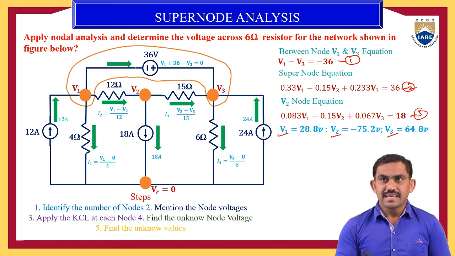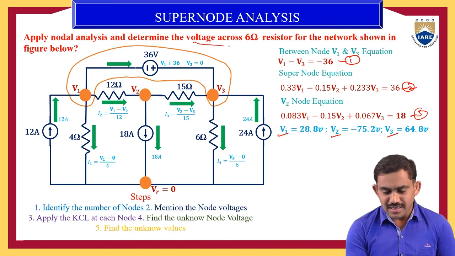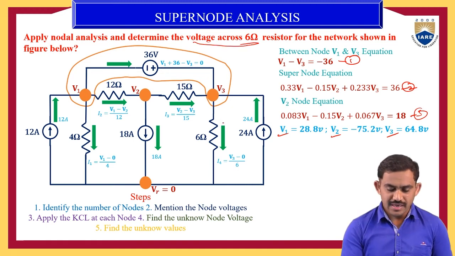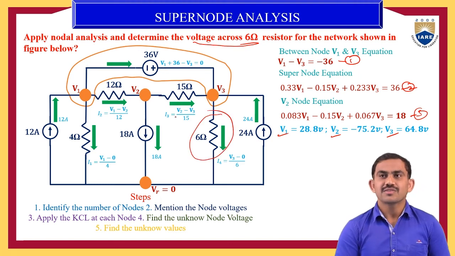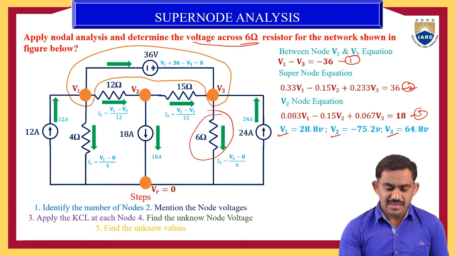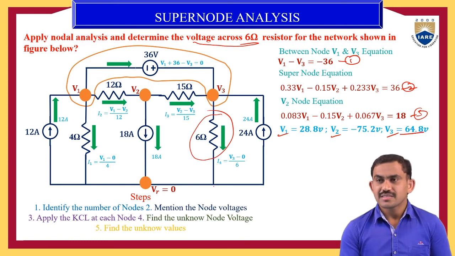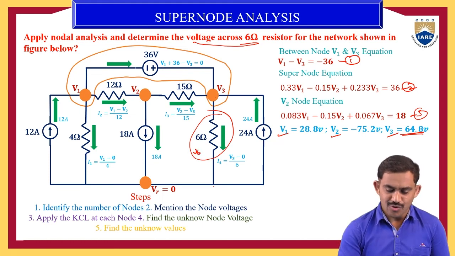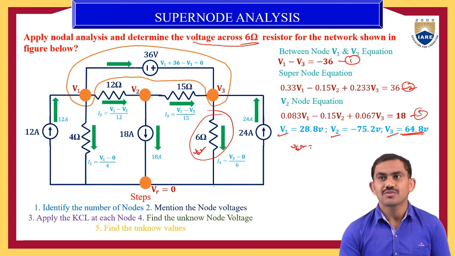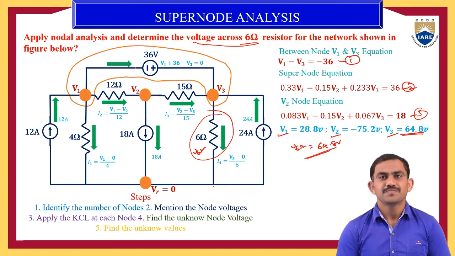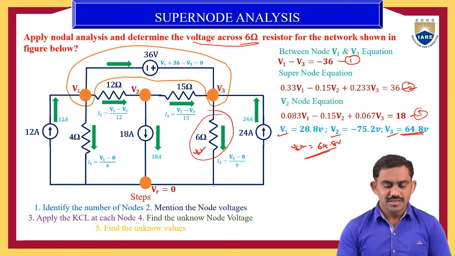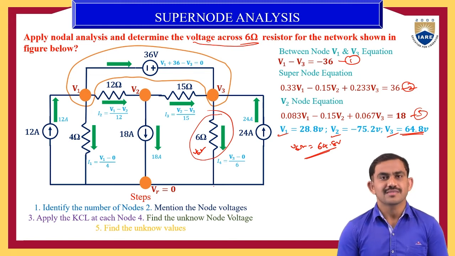But the required quantity is the voltage across the 6 ohms. So what is the voltage there? Your 6 ohms voltage is V3 minus VR. VR is 0. So what is your V3 value? 64.8 volts. So V6 ohms equals 64.8 volts. Simple. Where you require a value, just substitute those values and we will get the answer.